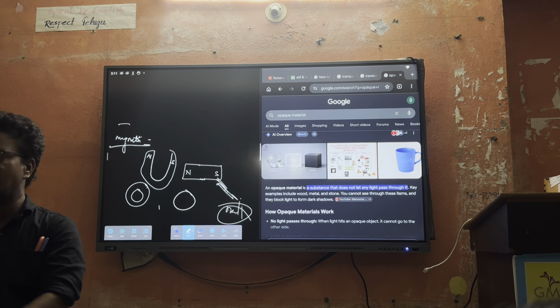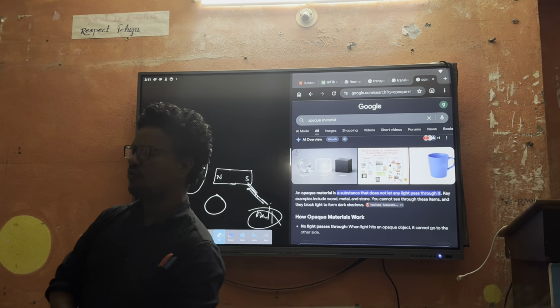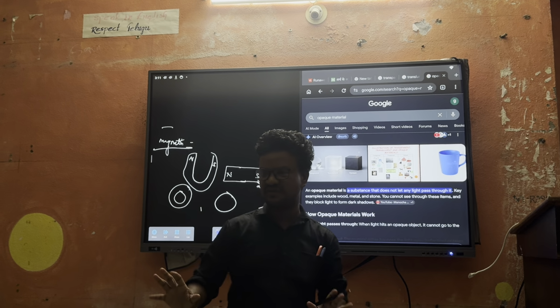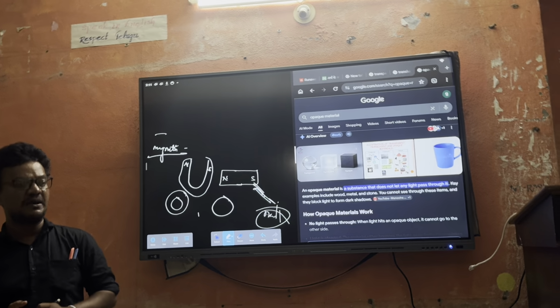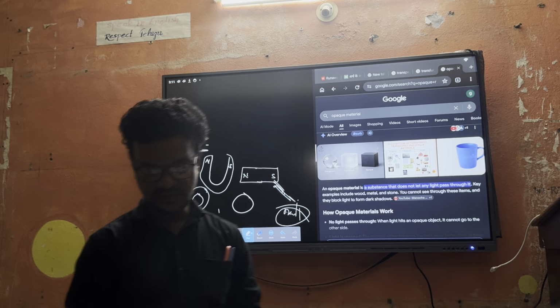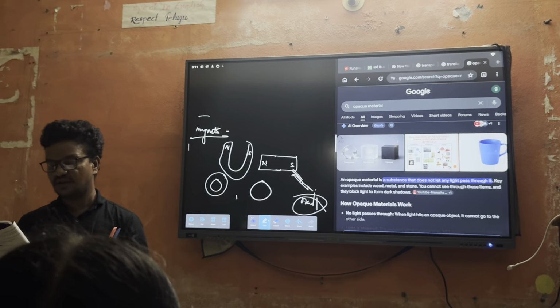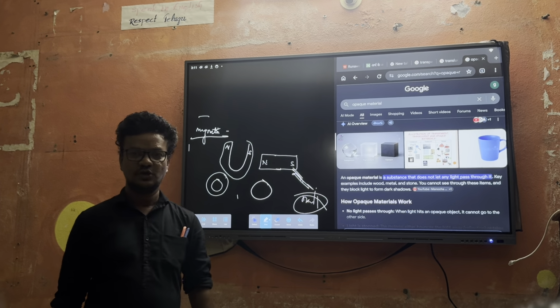Those which are not attracted by the magnet are called non-magnetic materials. The same with wood, plastic, and everything else: scale, paper, plastic scale. These are all non-magnetic materials. Next, classification: living and non-living things. Tomorrow we are discussing.